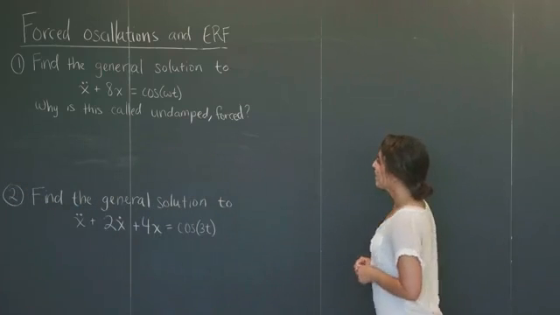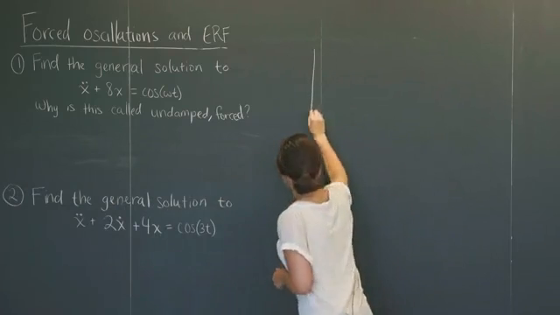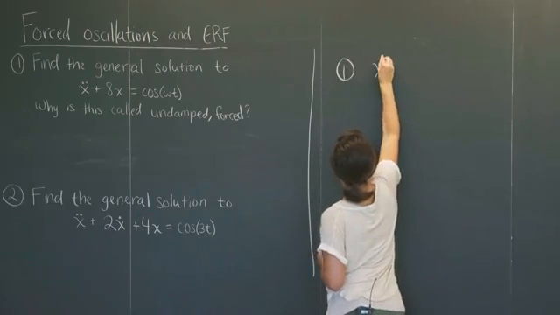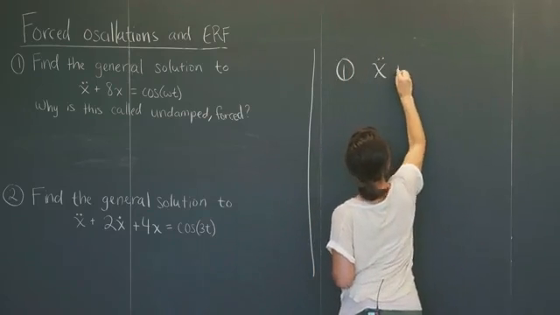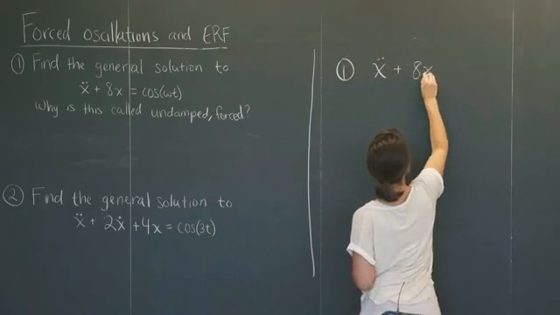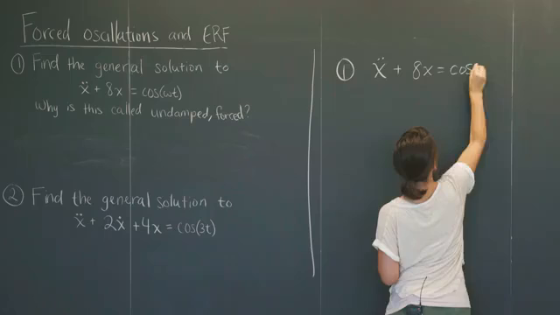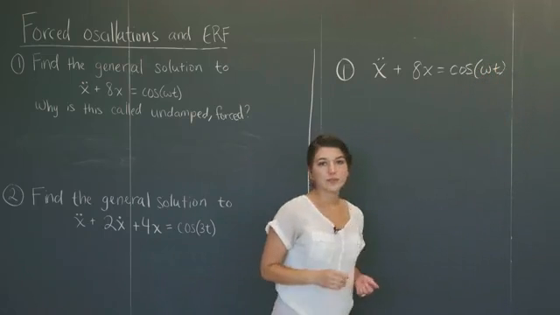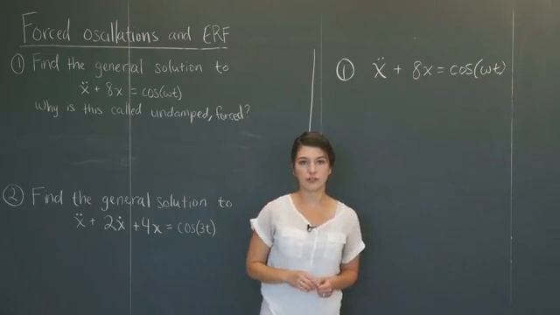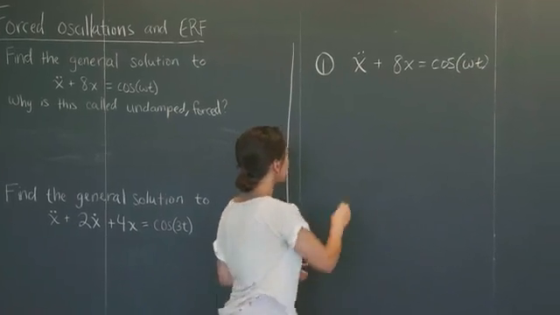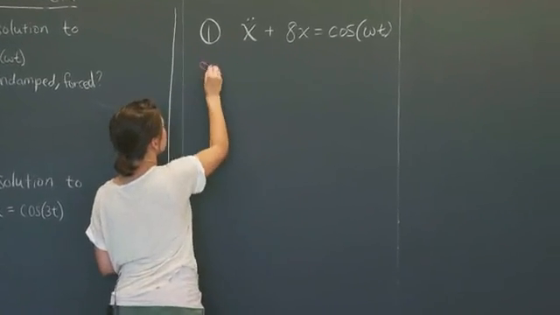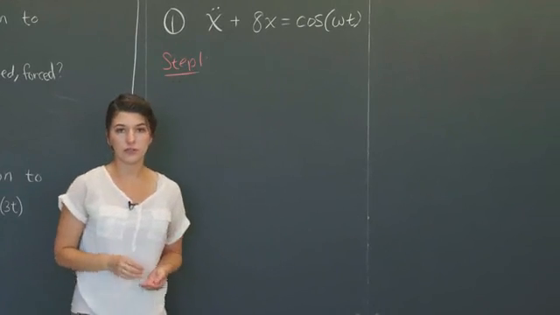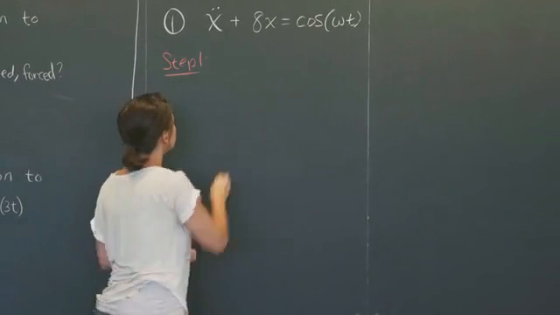Welcome back. So for the first problem, our ODE is x double dot plus 8x equals cosine of omega t. There are two main steps in finding the general solution to a differential equation. Step 1 is to solve the associated homogeneous equation.